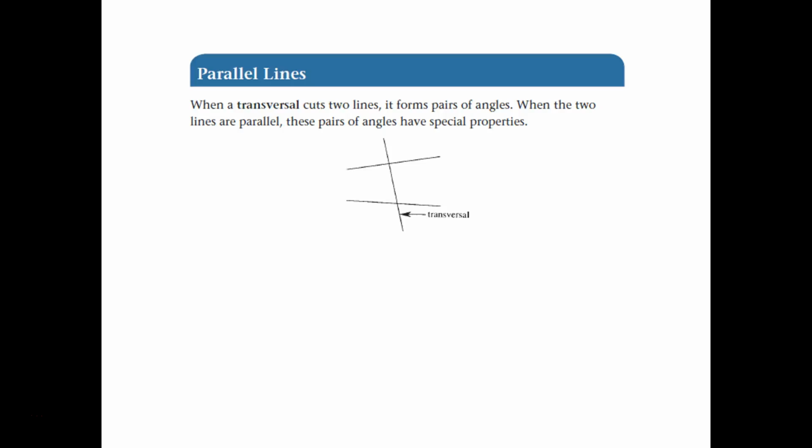Next section is on parallel lines. This material would have been covered in around year 7 or 8, but we've come back to it quite a lot. But parallel lines, we're talking about transversals here. A transversal, that's that line there. When it cuts two lines, it forms pairs of angles. And when the lines are parallel, these pairs of angles have special properties.